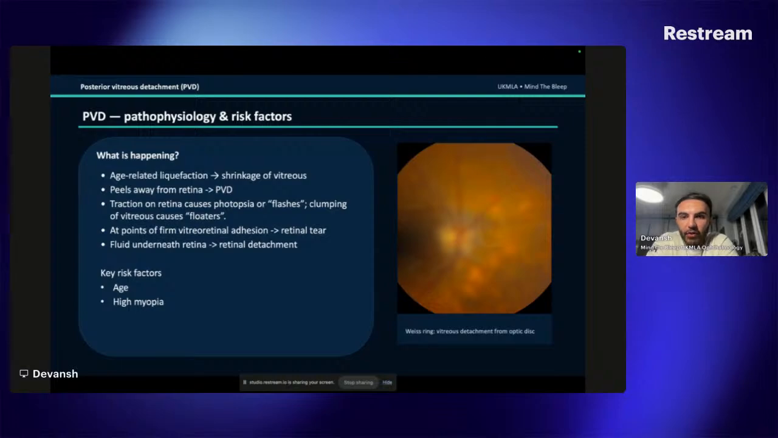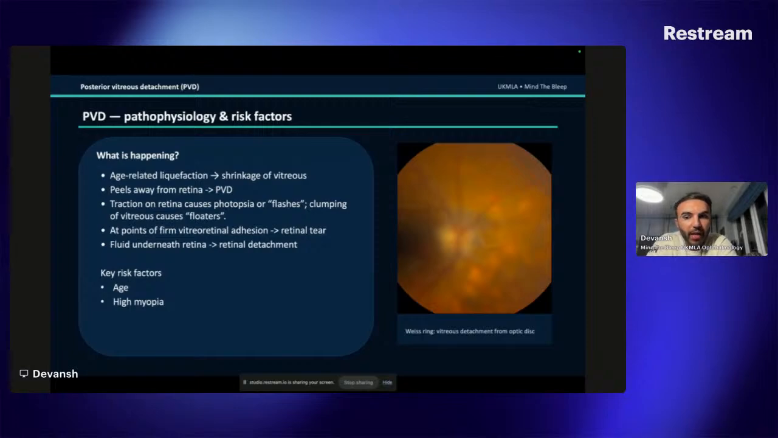So if the vitreous is attached at various parts of the retina quite strongly and it shrinks, this can lead to a retinal tear. And once there is fluid that is able to seep underneath this retinal tear, that can lead to a retinal detachment. So that's why recognizing that PVD may have occurred is very, very important. PVD in itself won't lead to visual loss, but retinal detachment certainly can. So it's very important to be aware of and to safety net your patient accordingly as well.